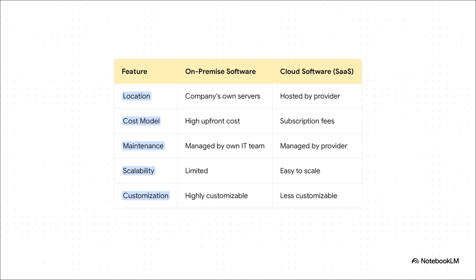Then you've got cloud software, or SaaS, software as a service. This is the total opposite. You just pay a subscription fee, you access it online, and the provider handles all the maintenance, the updates, everything. It's all about flexibility, but you give up a bit of that direct control.